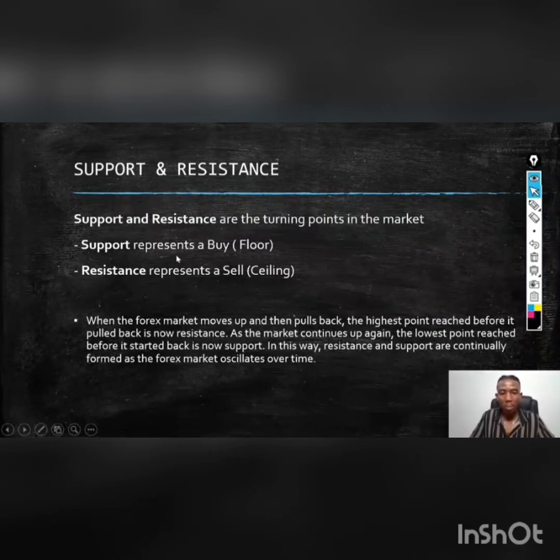Support represents a buy, meaning you can think of a support as a floor. Let me show you an example of what I mean. Let's say we're at the floor right now. We should always be above this floor and never below. Hence it is a support. It always supports the market to go up.